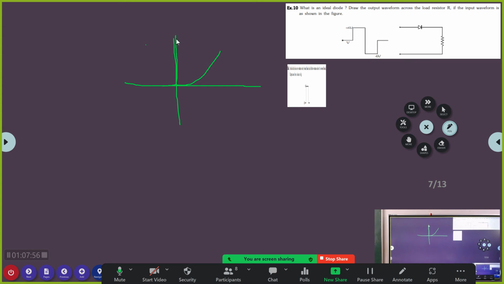Okay, instantly it will have a forward current and the reverse current is zero. The characteristic will be like this. Understand? This is the characteristic of an ideal diode.